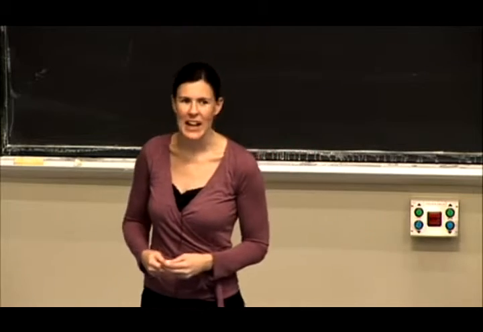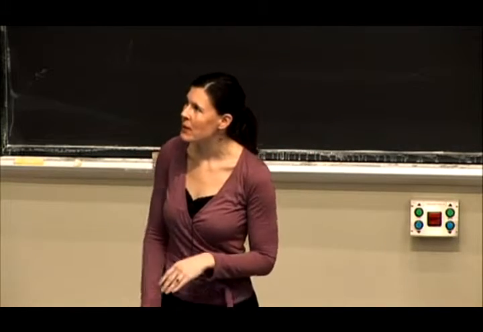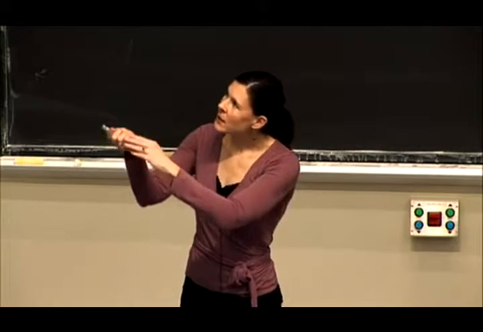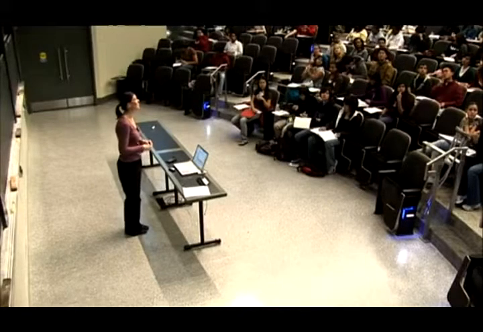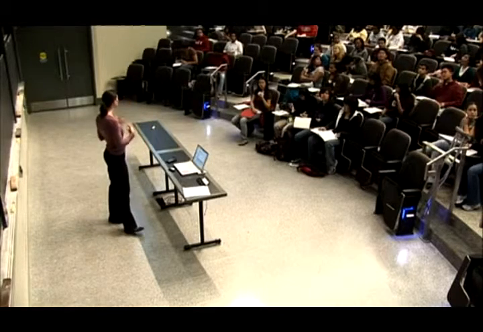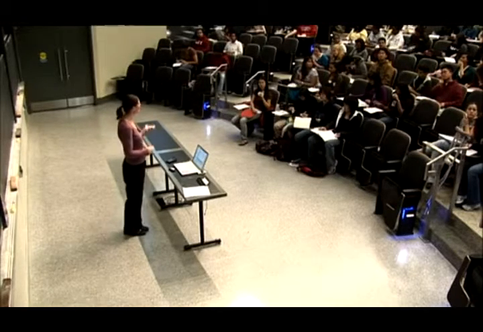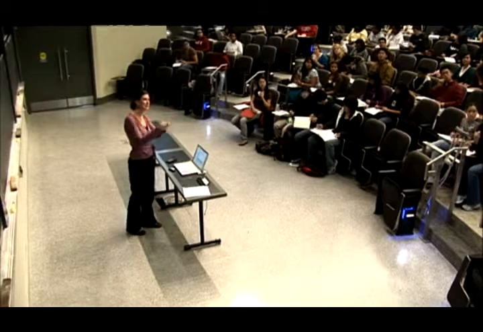So let's take a look at why this is the correct answer, that it should be plus 0.334. If we're going from 2 moles of solid to 1 mole of solid plus 2 moles of gas, are we increasing or decreasing the disorder? We're increasing the disorder. If we're getting to a more disordered state, then we're going to have a positive change in entropy. The only one with a positive delta S is this choice here.